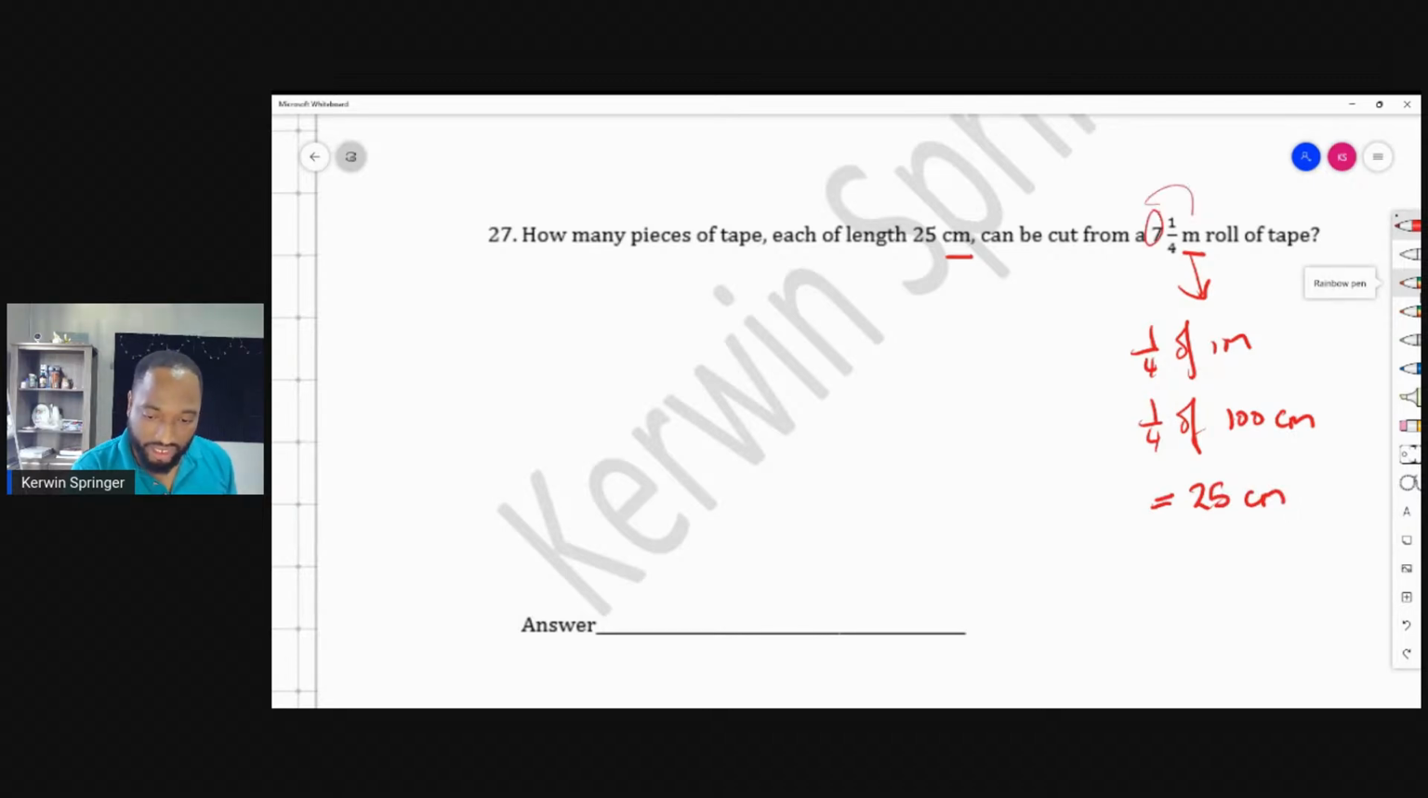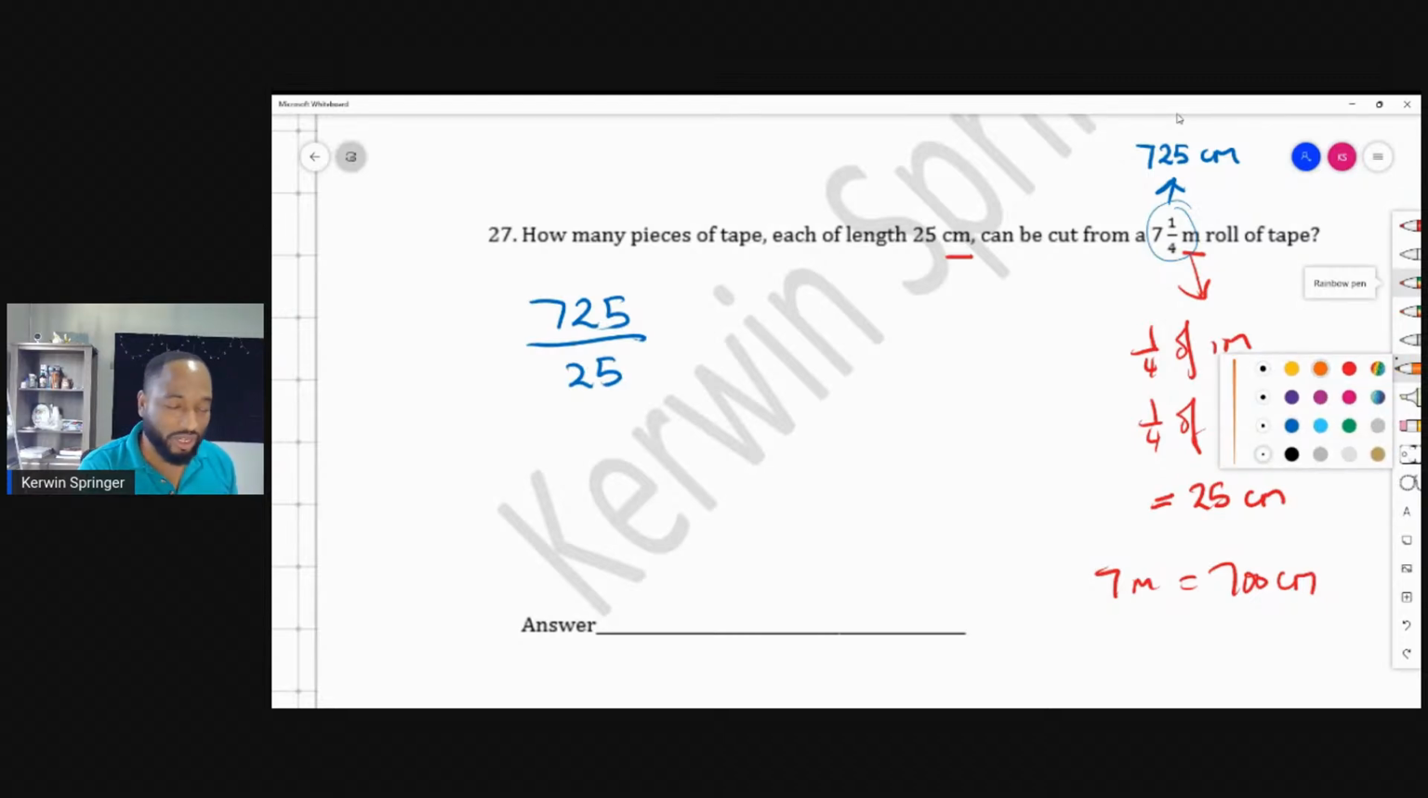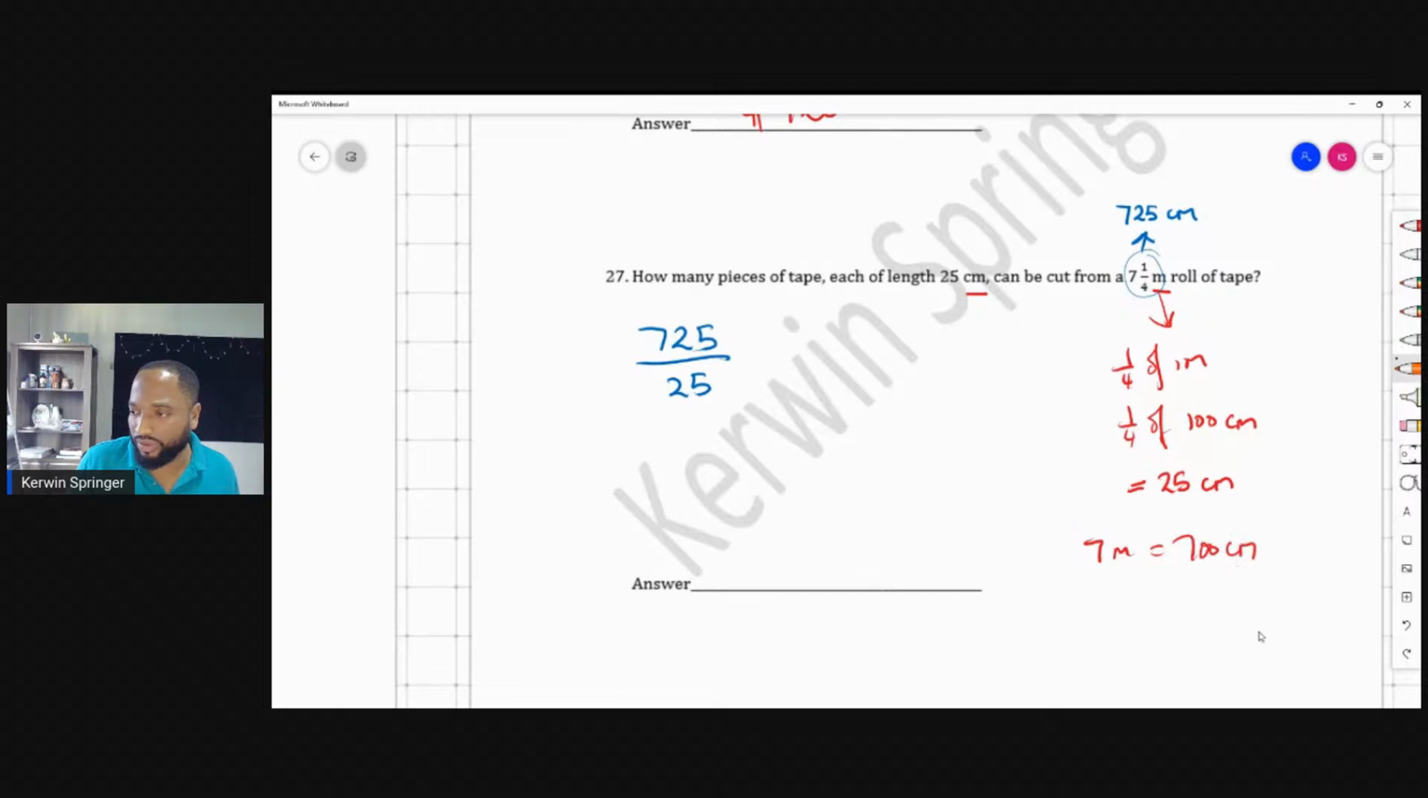7 meters is 700 centimeters. So 7.25, and I know a bunch of you all could do this in your mind, 7.25 meters is the equivalent of 725 centimeters. Now we are ready to divide by 25. Dividing by 25 came a lot in this paper. We get to exercise our dividing by 25 skills. Now, a shortcut, since we have it so much, let's go talk about dividing by 25 in the corner here.